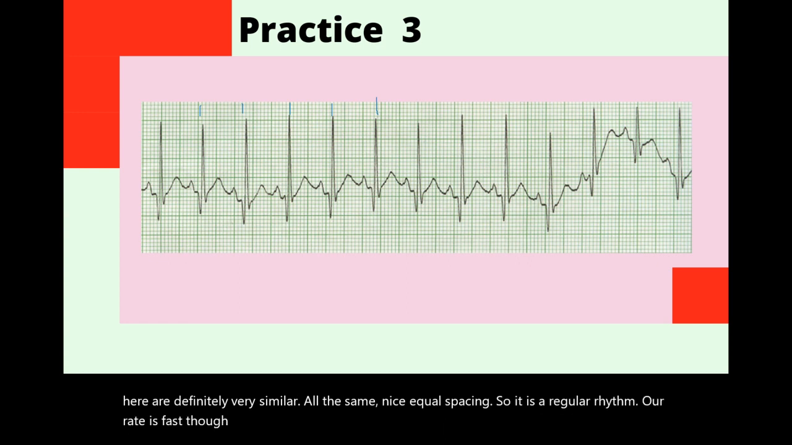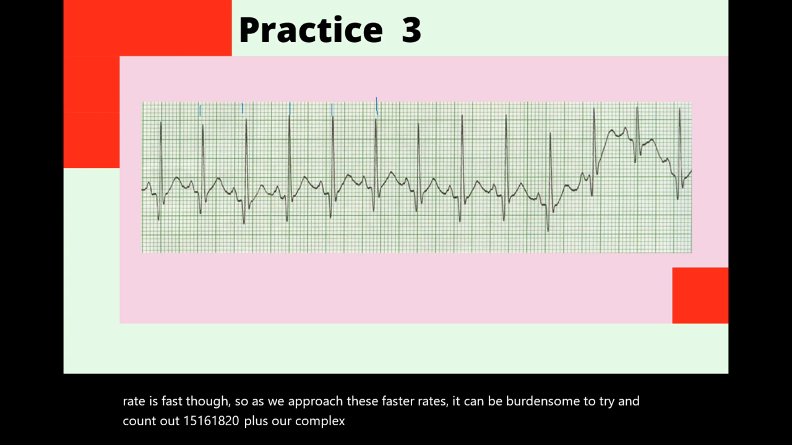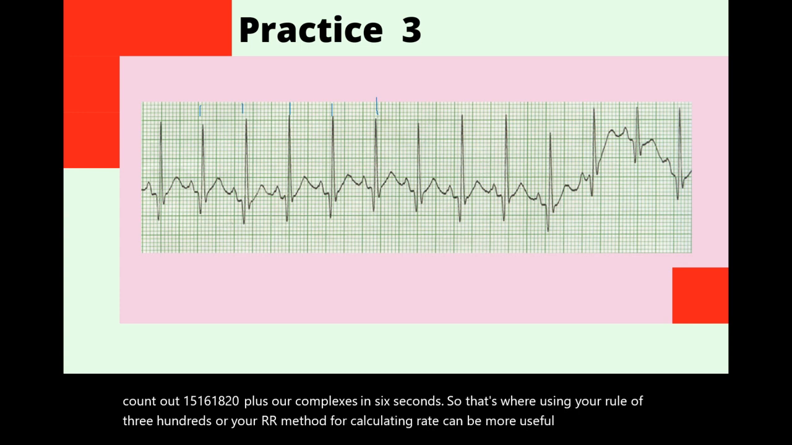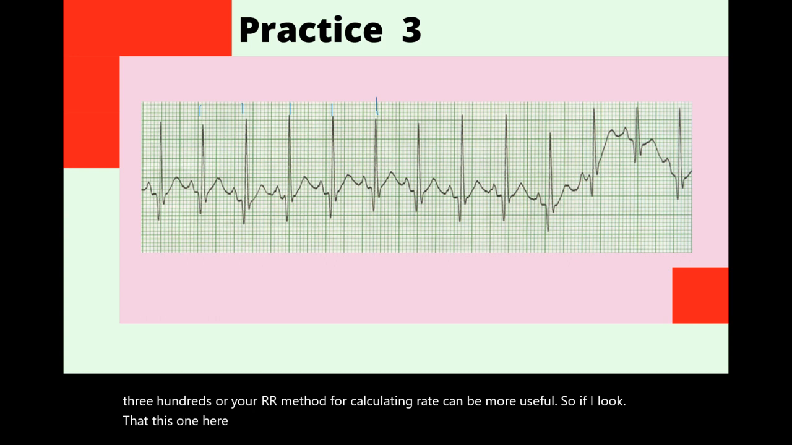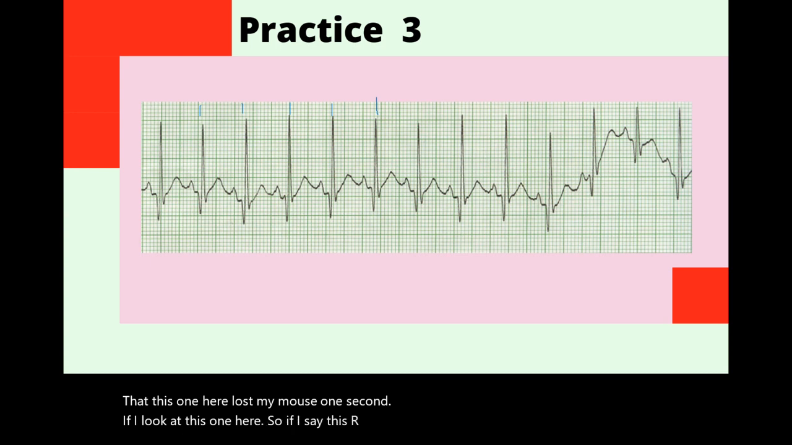So as we approach these faster rates, it can be burdensome to try and count out 15, 16, 18, 20 plus R complexes in 6 seconds. So that's where using your rule of 300s or your R to R method for calculating rate can be more useful. So if I look at this one here, 1 second. If I say this R complex starts right here, that would be 300. That would be a rate of 150.